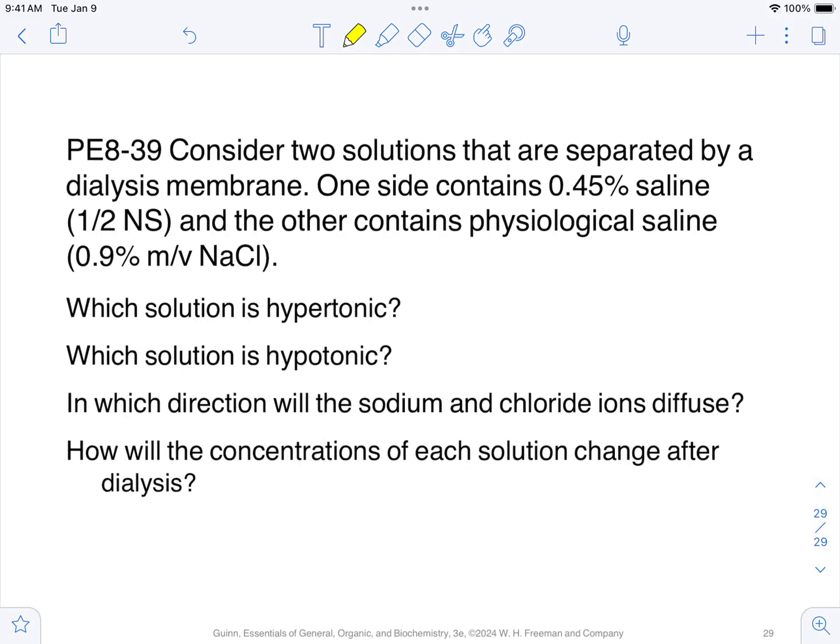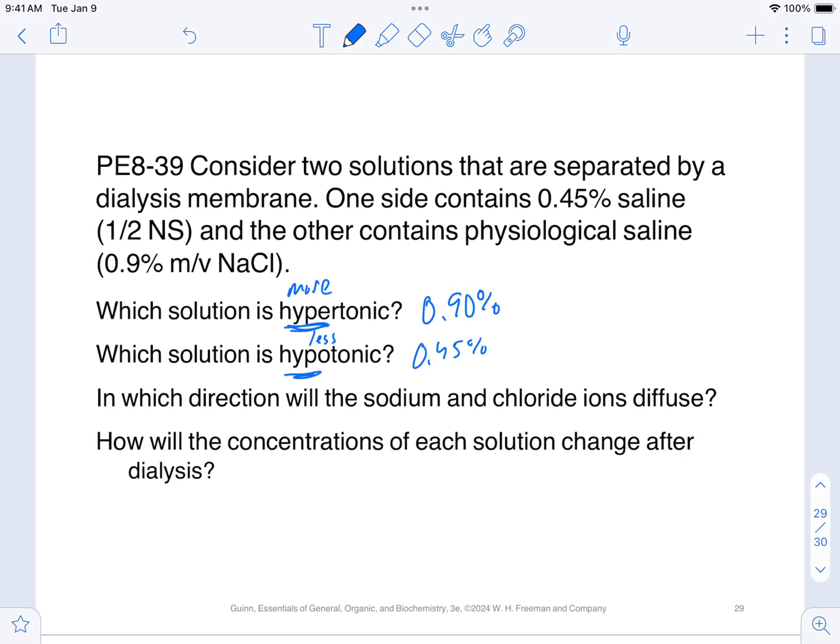Okay, and finishing up here, it says consider two solutions that are separated by a dialysis membrane. One side contains 0.45% saline and the other contains 0.9%. Which solution is hypertonic? Hyper is the more concentrated, so this would have to be the 0.9%. Hypo is less concentrated, which would just be the other one.